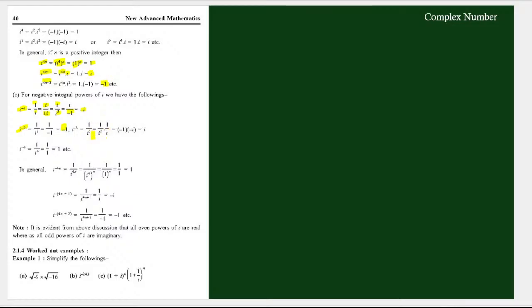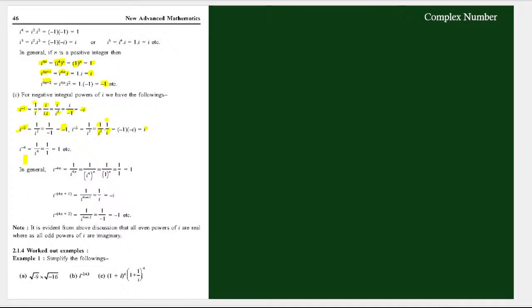See, i to the power minus 3. Then you can break it down into 1 by i square into 1 by i. So 1 by i square is your minus 1, and 1 by i is your minus i. So minus into minus is plus, so it gives you positive i. So i to the power minus 3 gives us positive i, and i to the power minus 1 gives us negative i. i to the power minus 2 gives us minus 1.